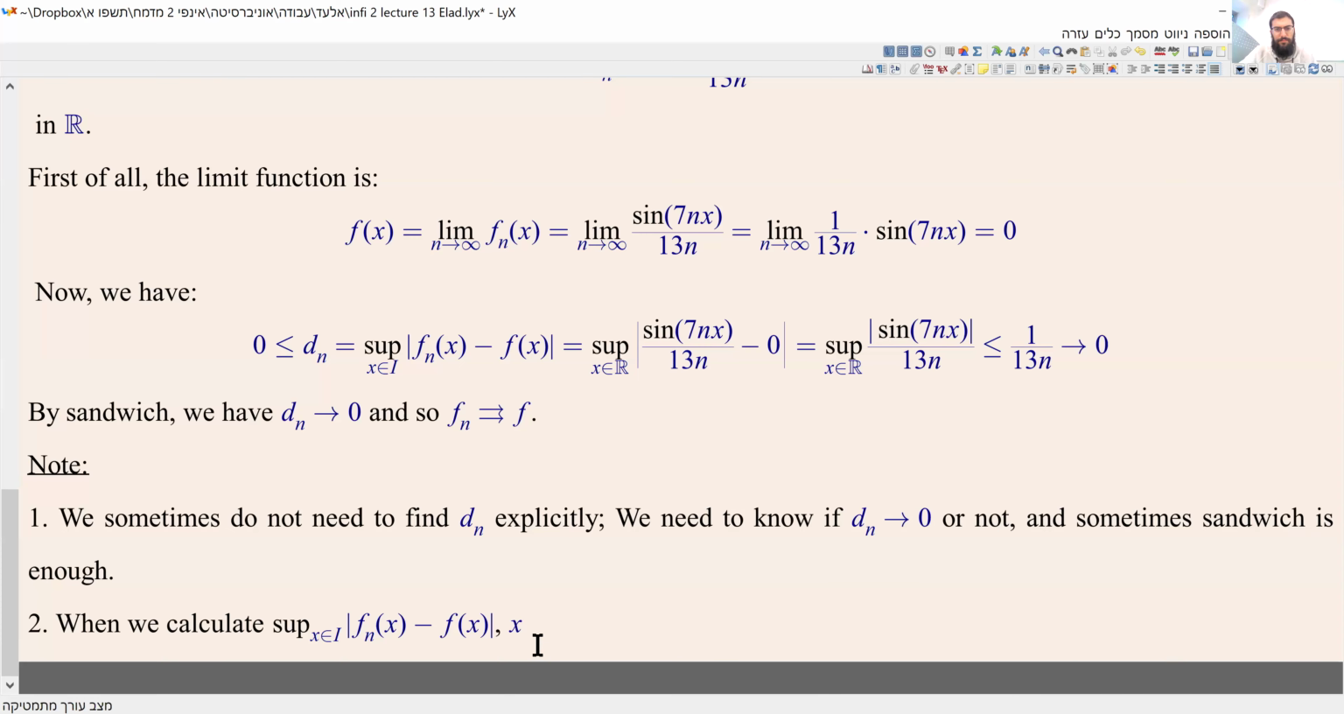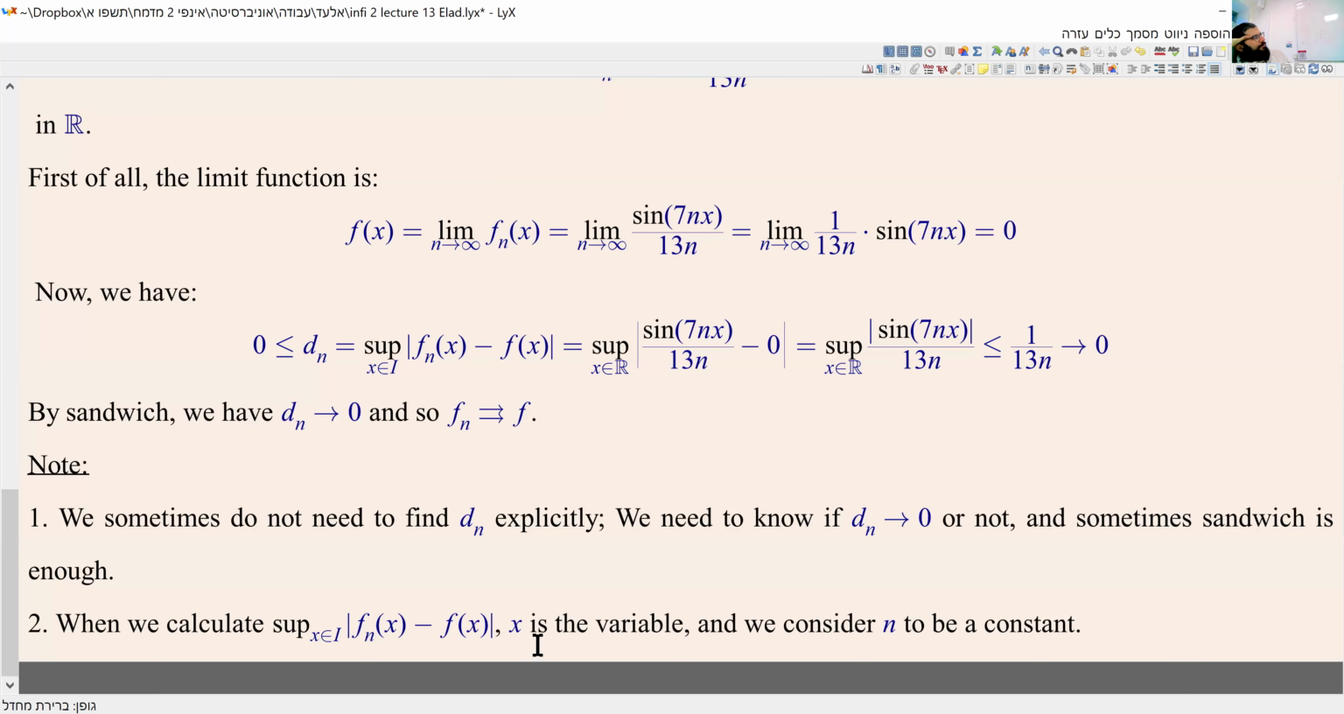x is the variable, and we consider n to be a constant. So who is the constant? Who is the variable? It depends what question we need to answer. Calculating the pointwise limit, we consider x to be a constant. Let x be whatever, and we take n to infinity. Finding the supremum, we consider n to be a constant. And for every x in the segment, what is the greatest value fn(x) minus f(x) can achieve?